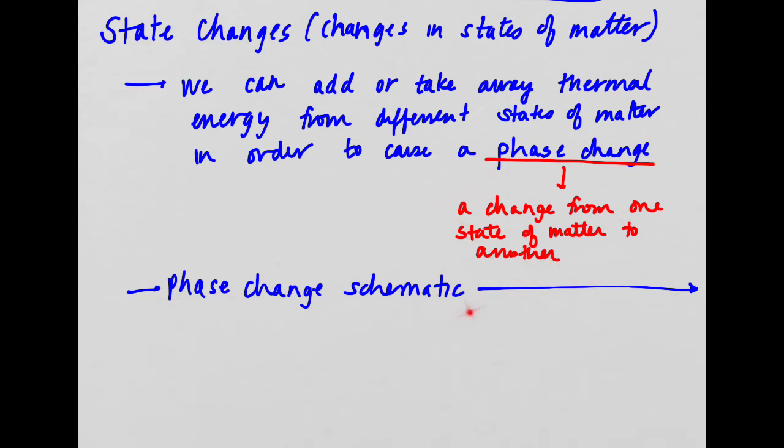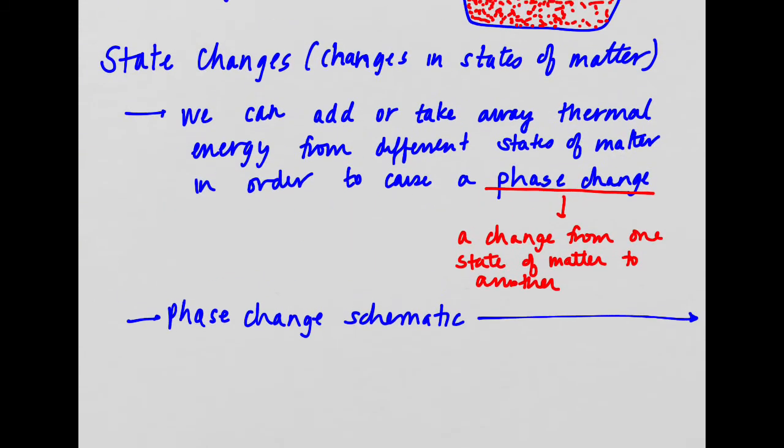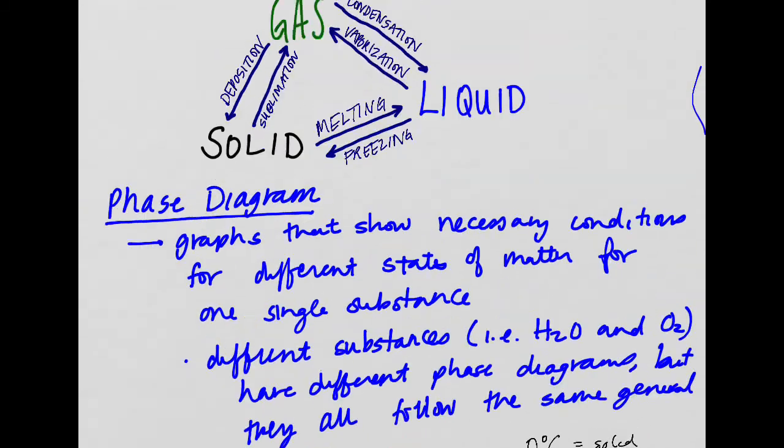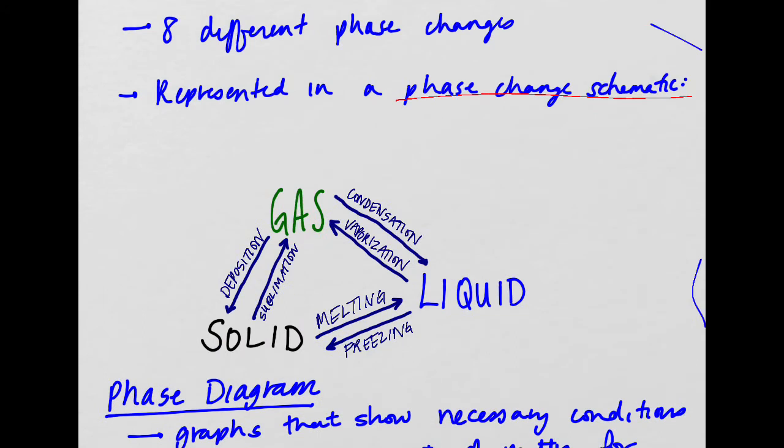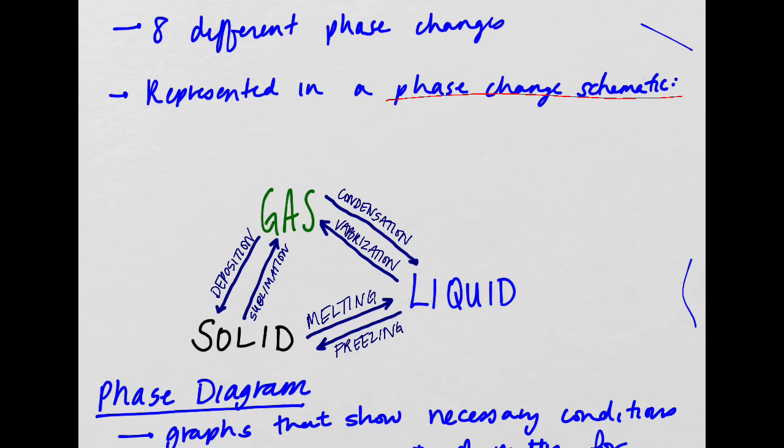We need to be able to draw this phase change schematic, which is on the next page, I guess. You needed to do this in your homework from yesterday, and I drew it yesterday. So this is our phase change schematic. There are 8 different phase changes that we need to be aware of, and we're only doing these phase changes with our three types of matter. We're not including plasma in this.